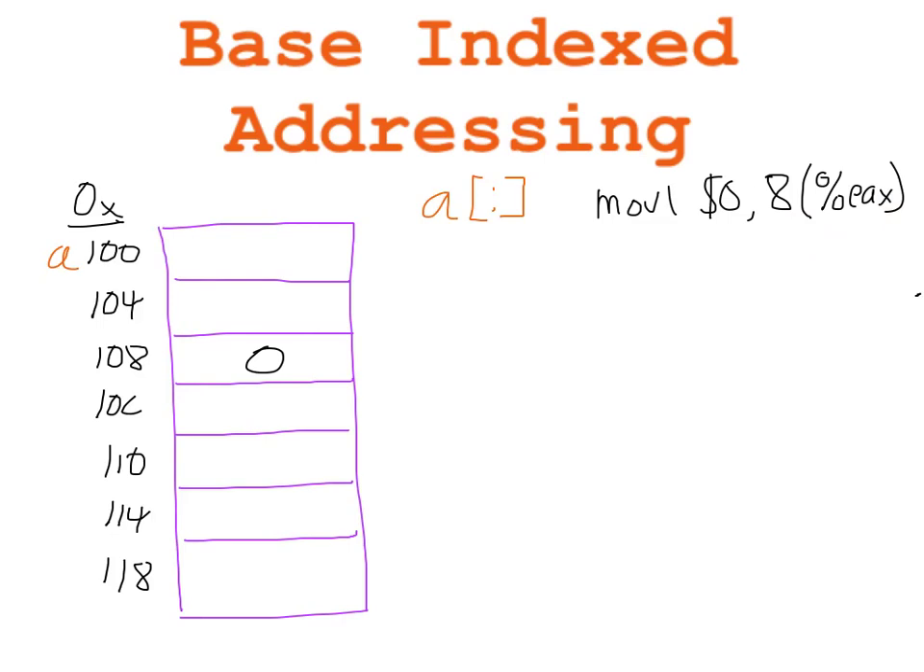However, what would we do in the case that we don't know our offset I, or the index I? In other words, we don't know what this number to the left of the parentheses would be. Well, your intuition might say that you could do this. Move 0 or whatever you want into I of %EAX. However, this won't actually work.